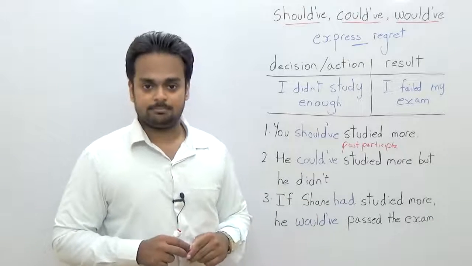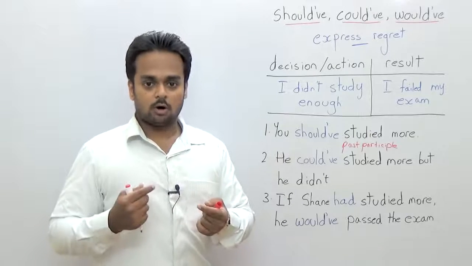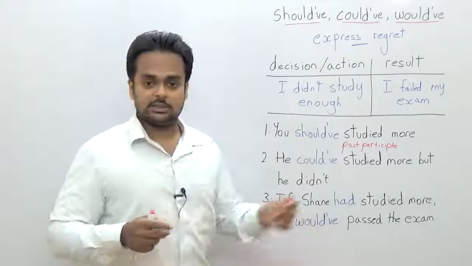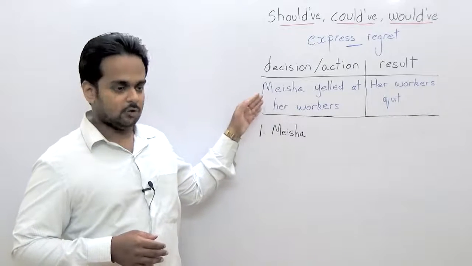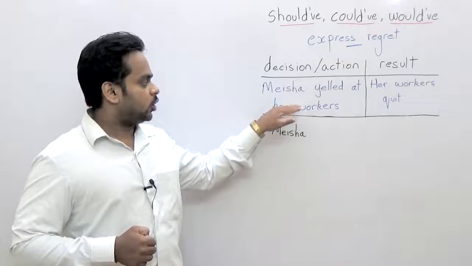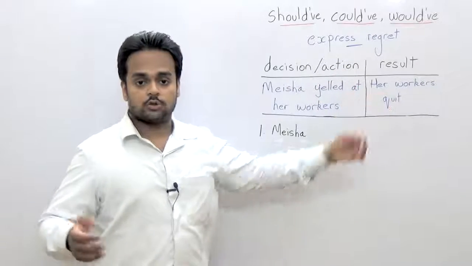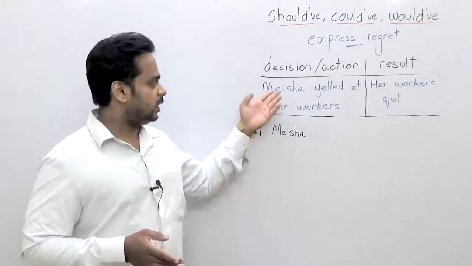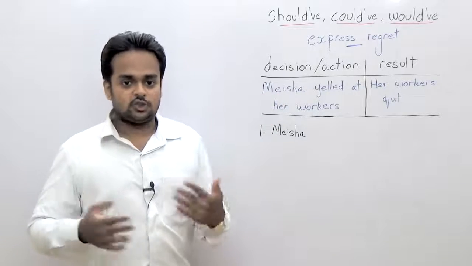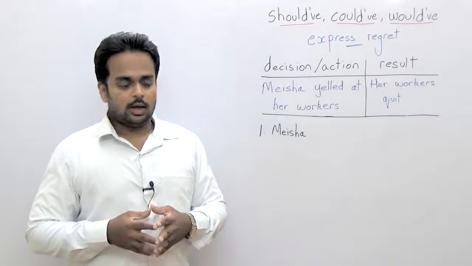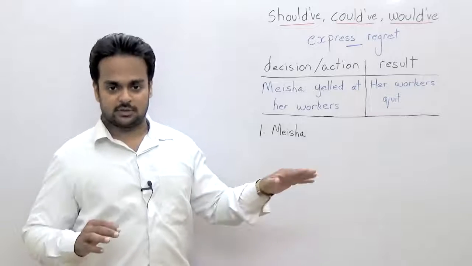All right? Really easy. Right, let's now move on and look at the next example, and this time we're going to work on the example together and make these sentences. All right, here we have the next situation. Have a look. Misha yelled at her workers. That was the action, and the result was her workers quit. So basically, Misha is the boss at her company, and she kept yelling, that means shouting and screaming at her workers, and her workers said, you know what, we don't want this, we quit, and they left the company.